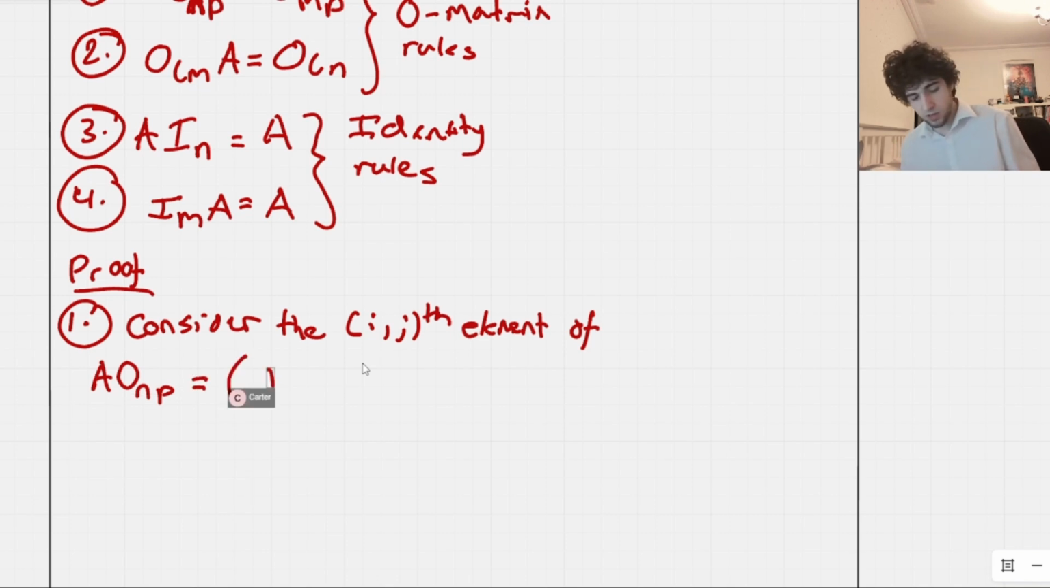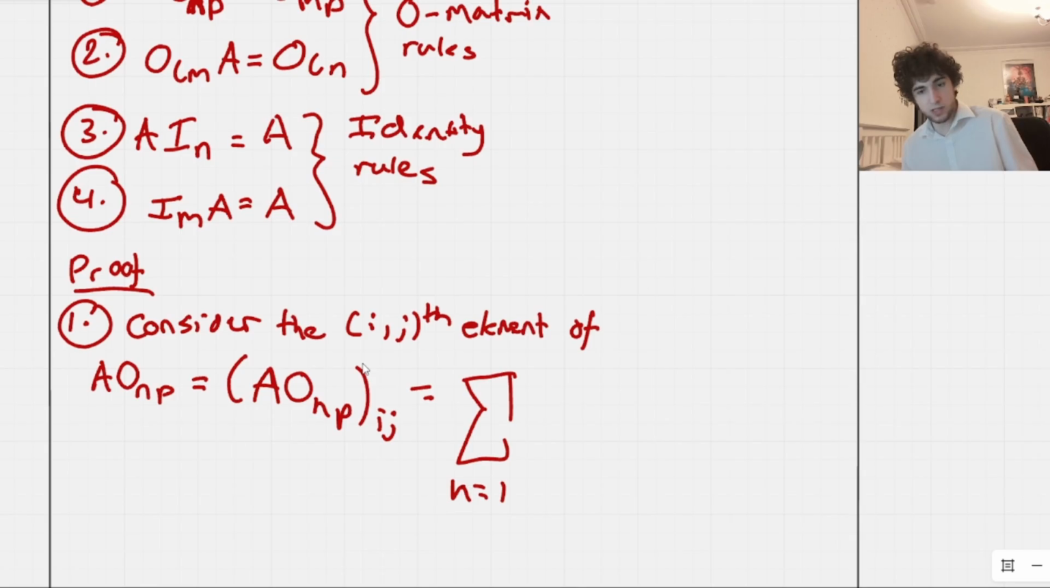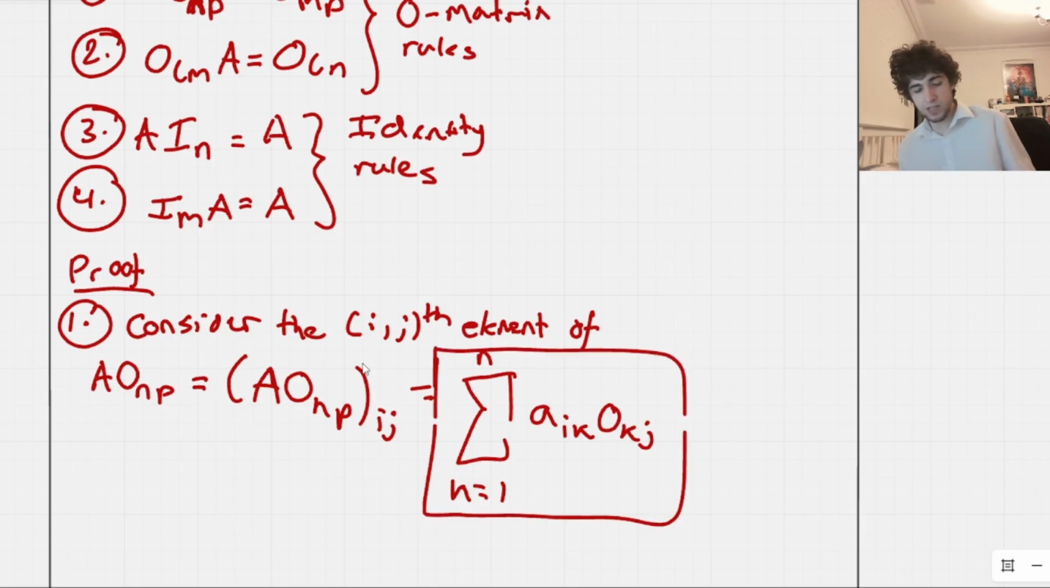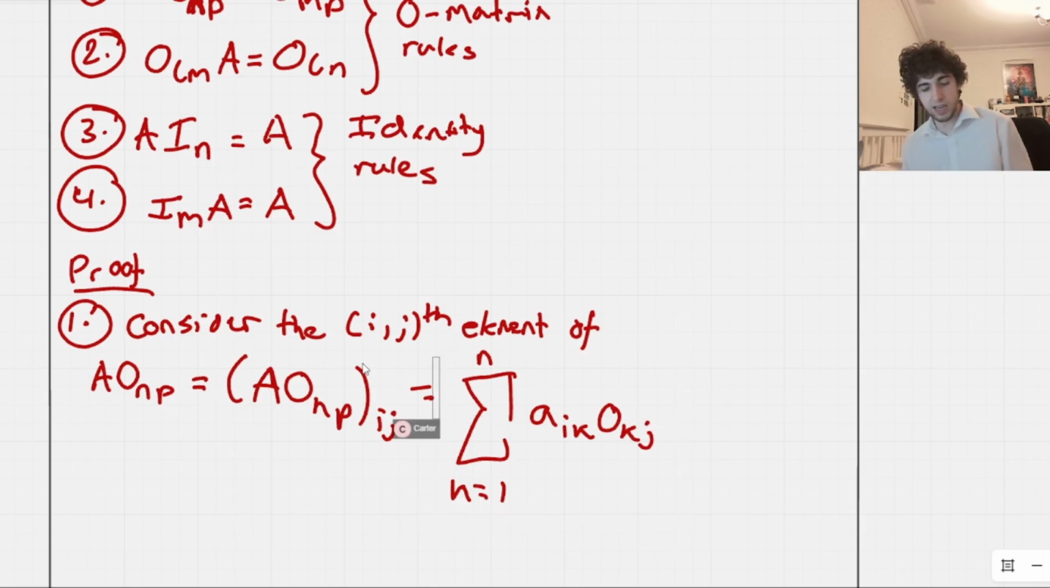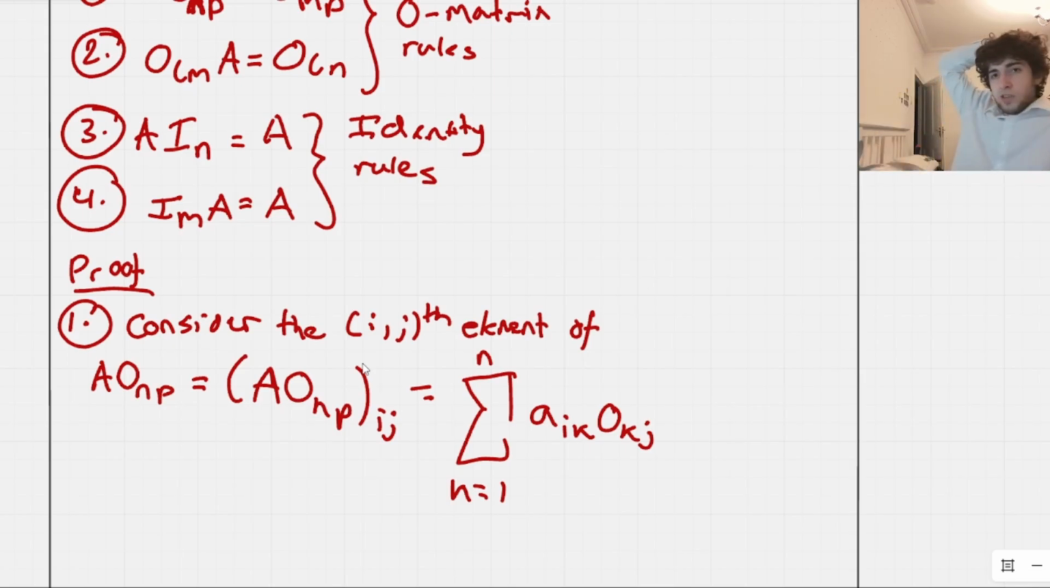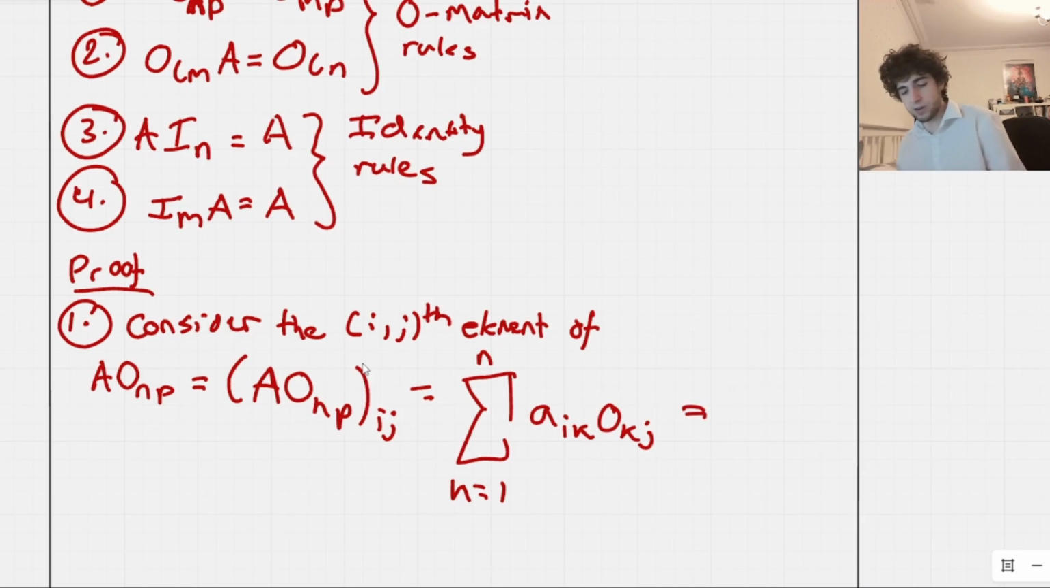The ijth element is, by definition, equal to the sum from k equals 1 to n of aik times 0kj. This is how we define matrix multiplication. In this case, we're multiplying the matrix A, which has components aij, with the zero matrix, which has components 0kj. Clearly this sum is going to be 0, because every element of the zero matrix is 0, so this sum will just be 0 plus 0 plus 0 plus 0. For all values of i and j that we care about, it's just going to be 0.